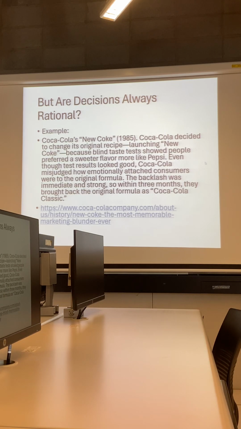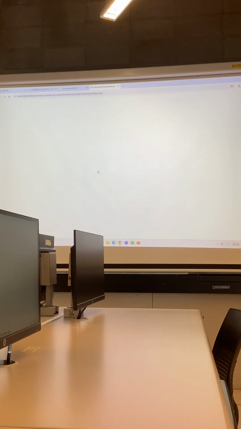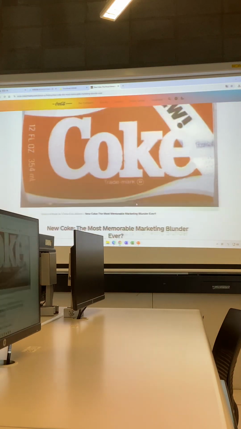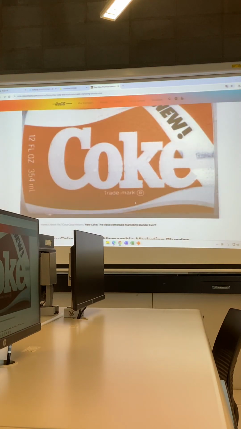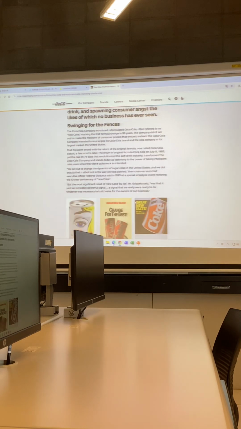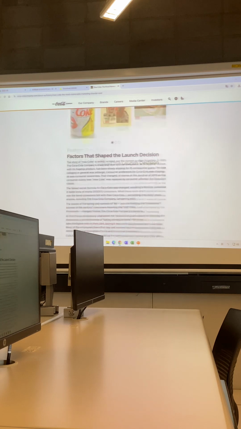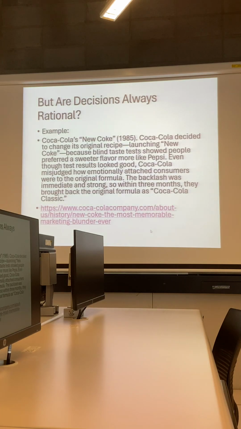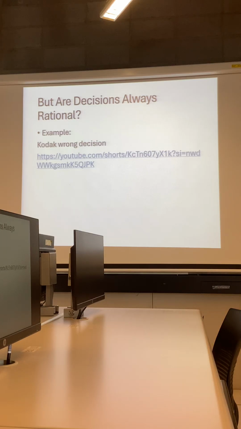So this is a company that made a blunder. New Coke was too sweet. I know Coca-Cola is sweet, but this was sweeter, and because of their misjudgment, the company lost money instead of making a profit. So this is the example: even big companies make wrong decisions. Okay, another example.